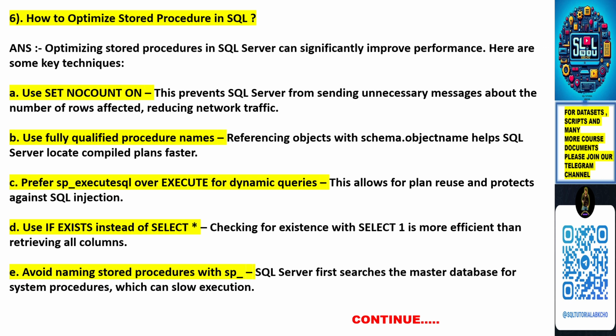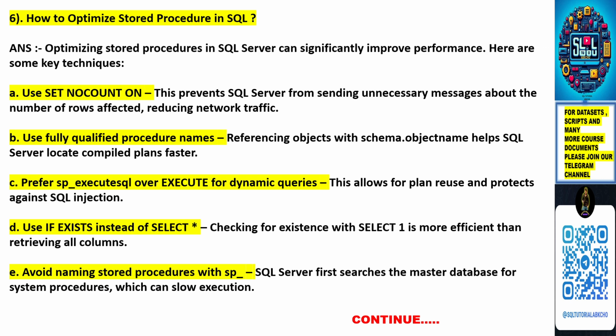Number one point is use SET NOCOUNT. This prevents SQL Server from sending unnecessary messages about the number of rows affected, reducing network traffic. Basically, while creating the stored procedure, you can mention SET NOCOUNT ON first, and then you can set it to OFF at the end of the stored procedure once it is executed. When you do SET NOCOUNT ON, it will not provide you the messages like this many rows have been affected or that many rows have been affected, which will reduce the network traffic.